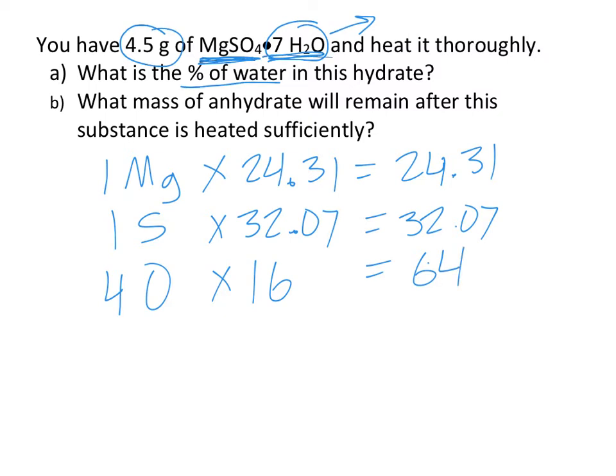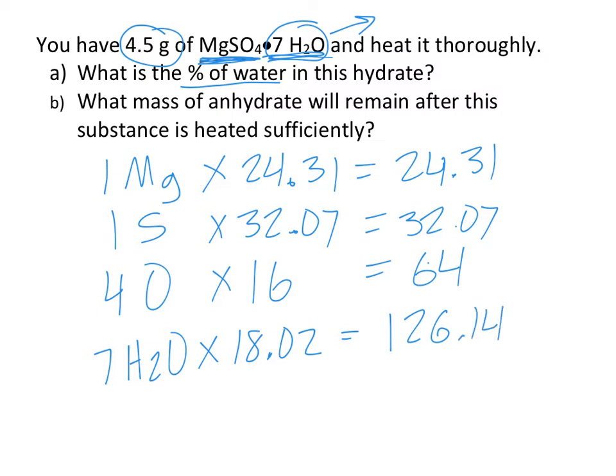But it also has water attached to it. So it's got 7 waters attached to it. And water, if we look up and add up, is 18.02. So we're going to have to include that in the mass of the overall crystal. And that's 126.14. So the full crystal, all of it together, if we add this all up, 24.31, 32.07, 64, and 126.14, I get that the total mass is 246.52. So the full mass of the hydrate with the water is 246.52.